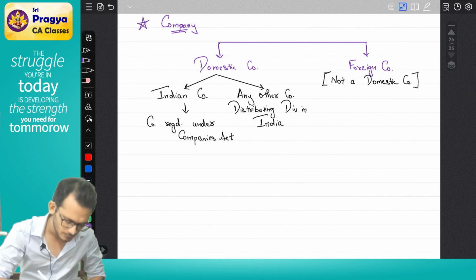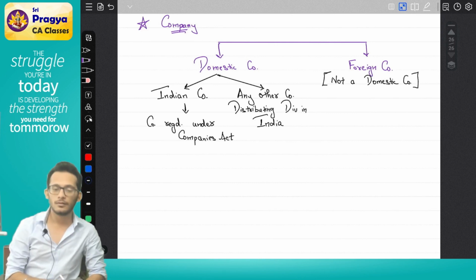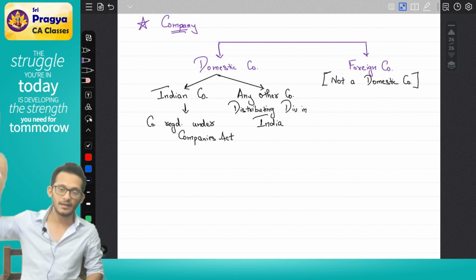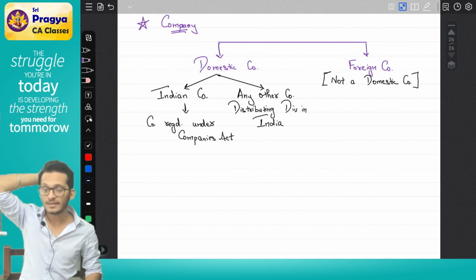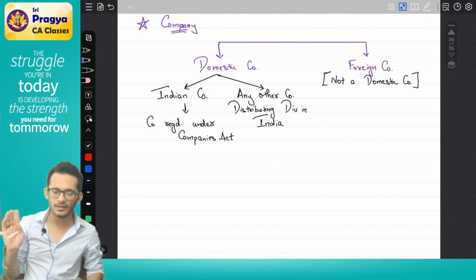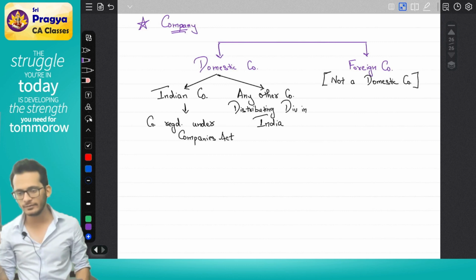Any doubts? No? Now, understand, this definition is not there in chapter number 2. This is there in another chapter in international taxation called residential status. When we go back there, at that time we'll again discuss. Right now, I'm just giving it to you.